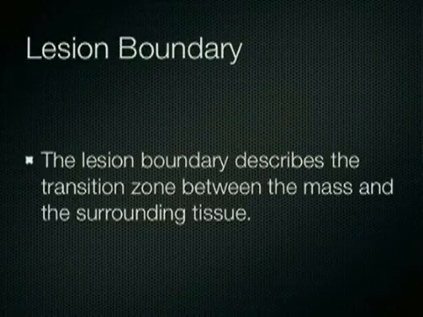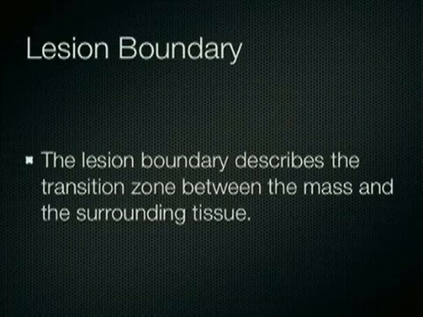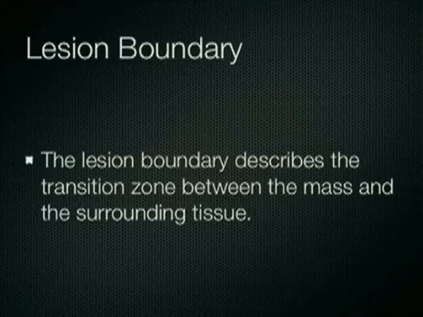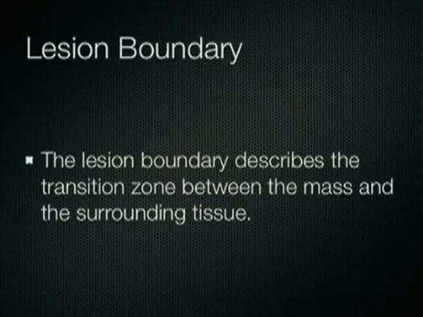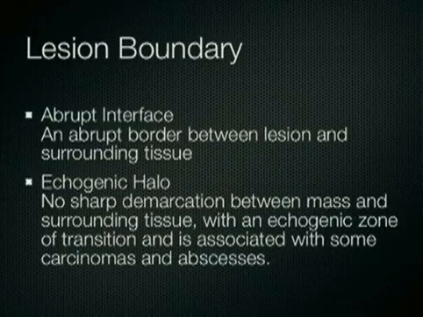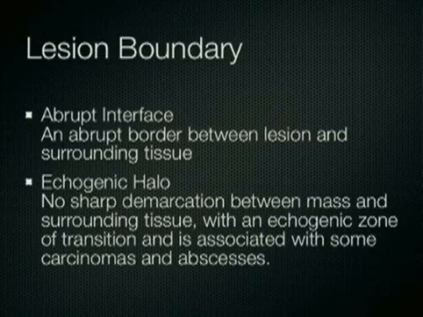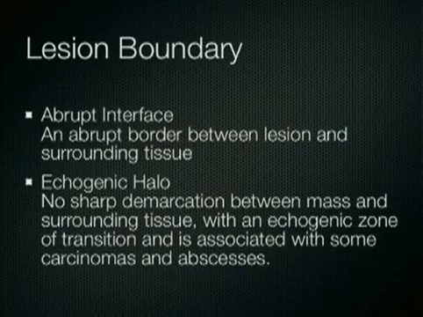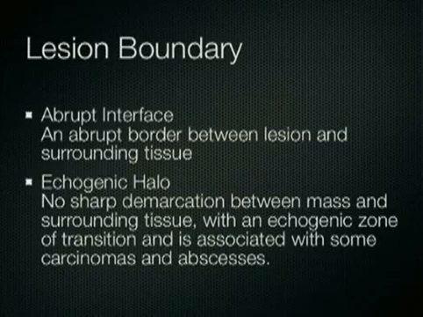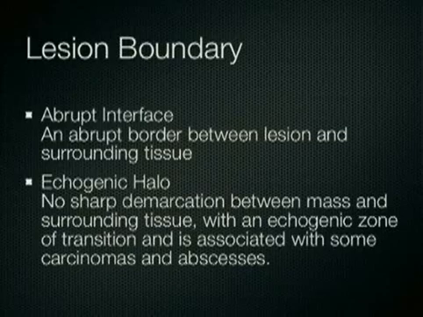In addition to the margin, often a lesion boundary is visible. This is the transition zone between the mass and the surrounding tissue. This boundary may result in an abrupt interface between the lesion and the surrounding tissue, or may consist of an echogenic halo, in which there's no sharp demarcation between the mass and the surrounding tissue, but with an echogenic zone of transition. This is often associated with carcinoma and also may be seen with abscesses.